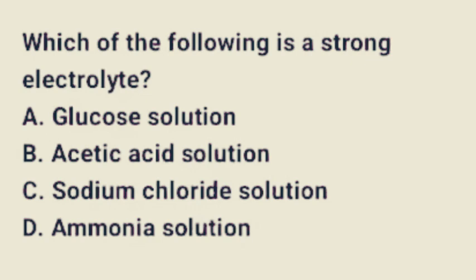A strong electrolyte completely dissociates into ions in solution. Sodium chloride dissociates fully into sodium ion and chloride ion. Glucose is a non-electrolyte and it does not ionize. Acetic acid and ammonia are weak electrolytes, that is, they partially ionize.